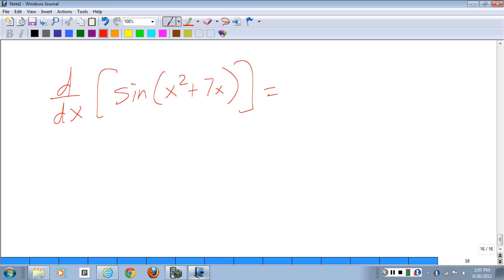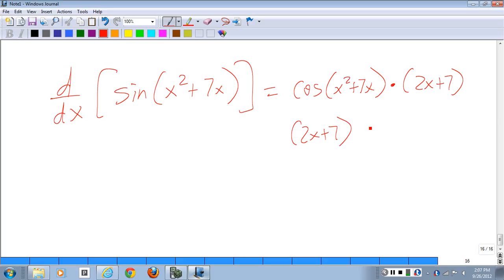Cosine x. So the derivative of the sine of something is, I'm going to say it like this, the cosine of that something times the derivative of what's inside the parentheses. So times the derivative of that something, 2x plus 7. And usually we'll put the 2x plus 7 in front so it doesn't look like we're trying to take the cosine of that. So it would look like that. So it's the cosine of that something times the derivative of that something. And we'll do that with the chain rule.